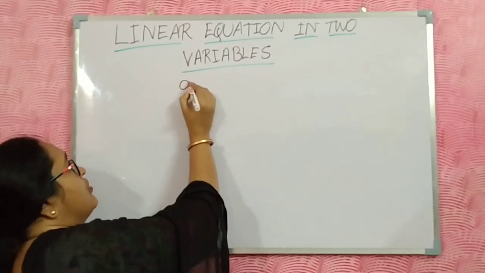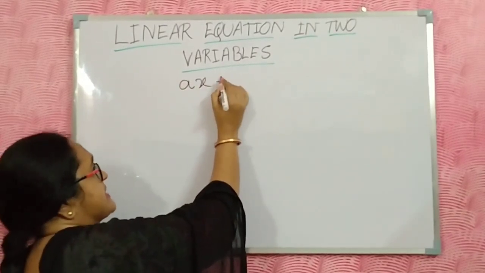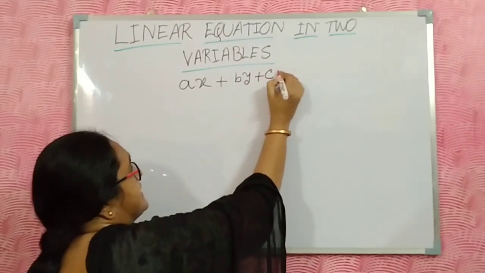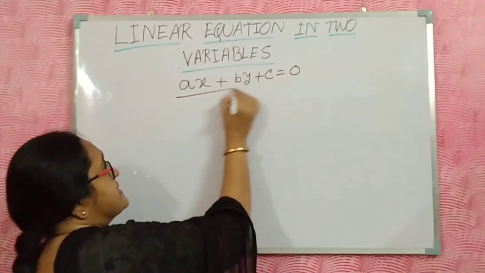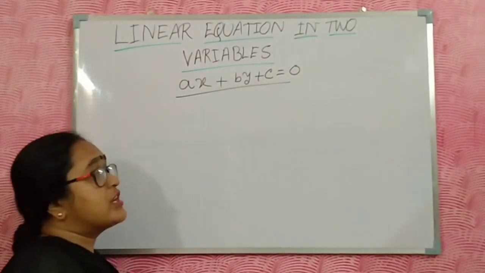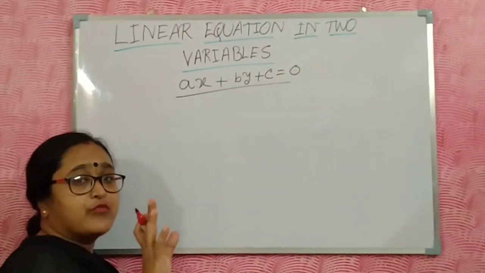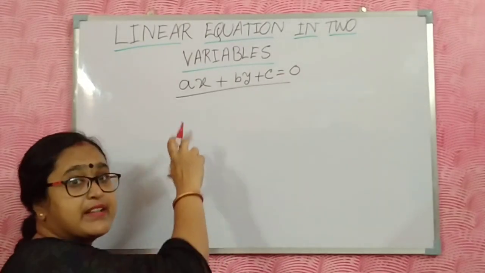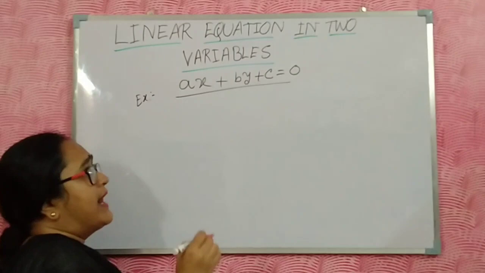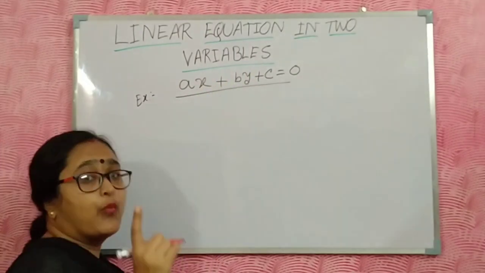All of you know, I just write an example: ax plus by plus c is equal to 0. This is the equation. And why am I telling you this is a linear equation? Why do I take this example? Because the power is 1.